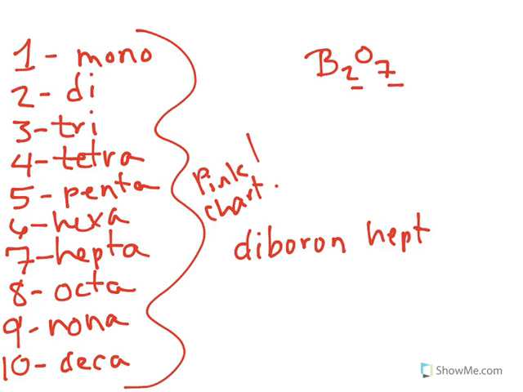So instead of saying heptaoxide, this would be just heptoxide. And remember, we want to change the ending of oxygen to IDE. So this would be diboron heptoxide. Okay? Let's do another one.